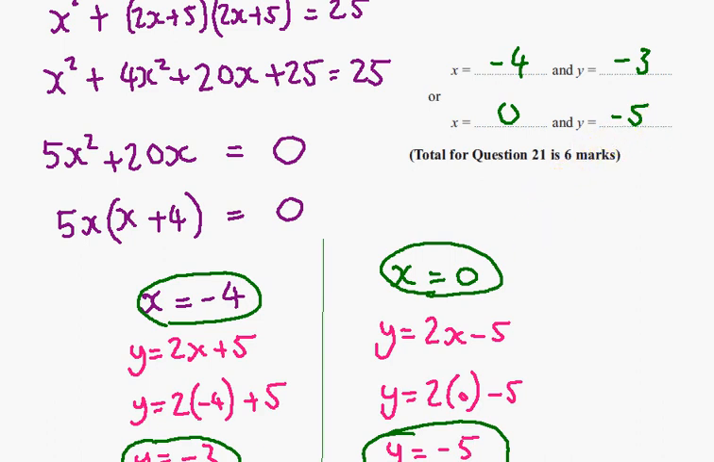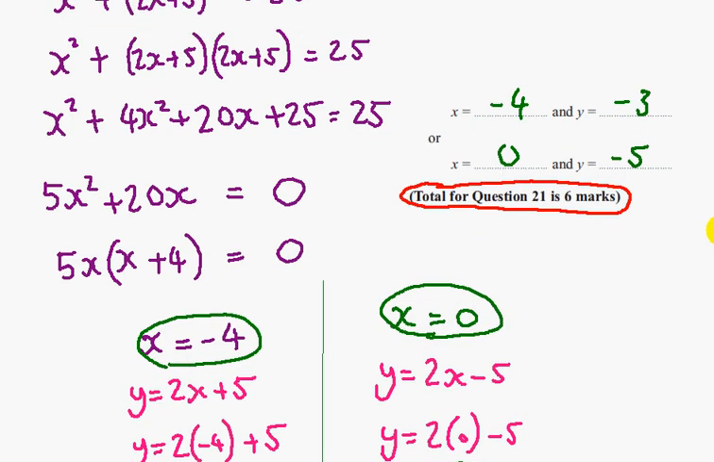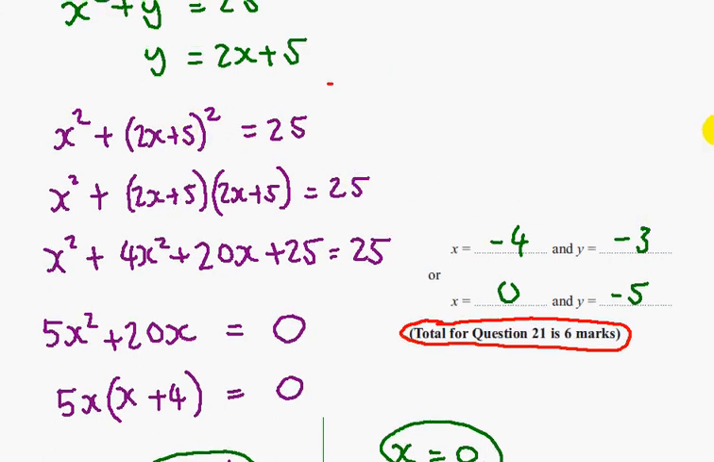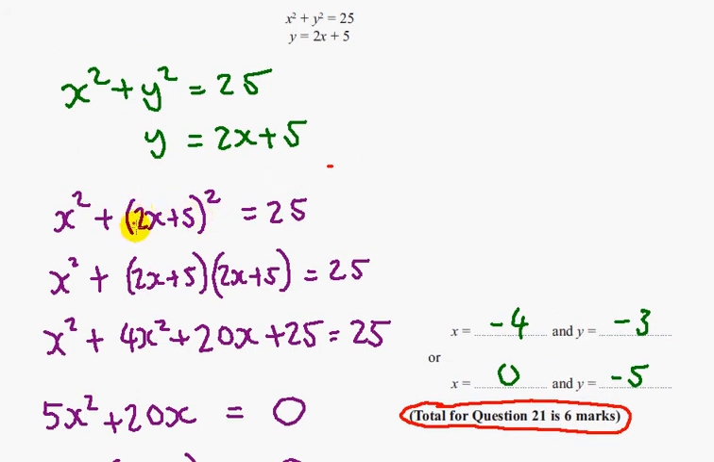So question 21 is worth 6 marks in total. Let's have a look at the mark scheme. The first mark is for substituting y into the first equation. So substituting 2x plus 5 for y, which we've done here. The second mark is for multiplying out that bracket, which we've done here, and putting it equal to 25.